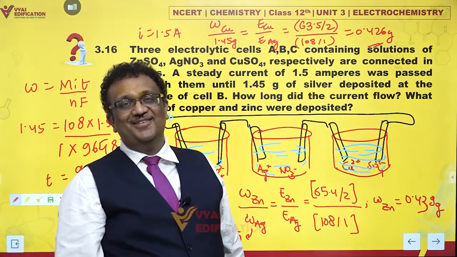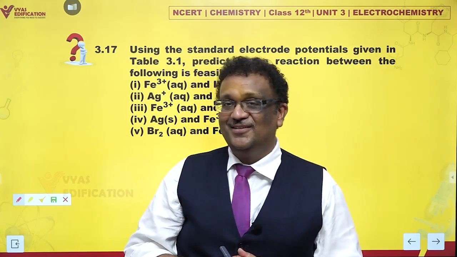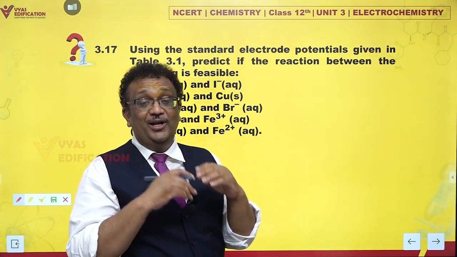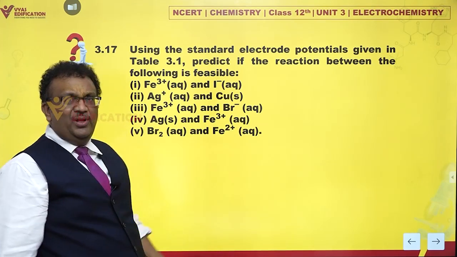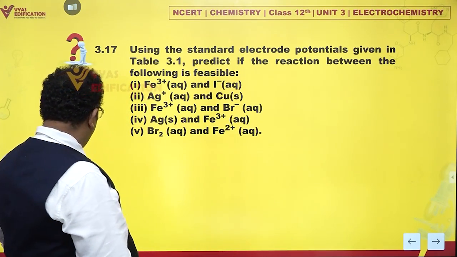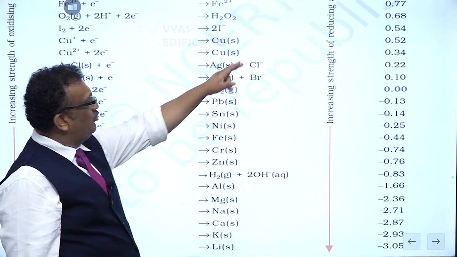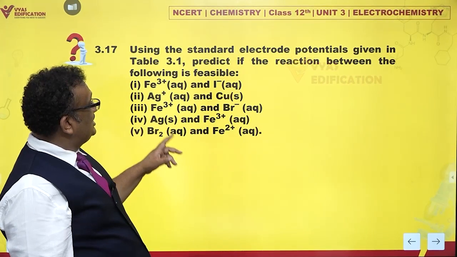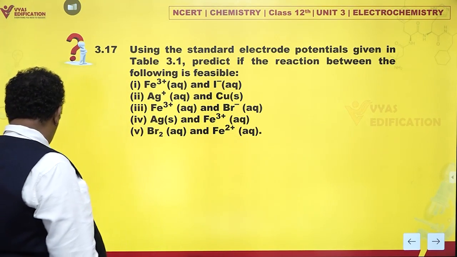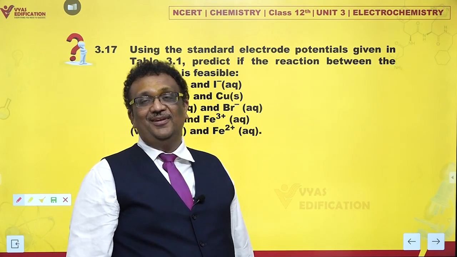This is the way we have it. There comes a very, very interesting question from NCERT. They are talking about feasibility of a reaction using the standard potentials given in table 3.1. That is a table which we have seen earlier, right? This classic NCERT table in which electrochemical potentials are mentioned. You have to use this table and determine if the reaction of these combinations is actually feasible.